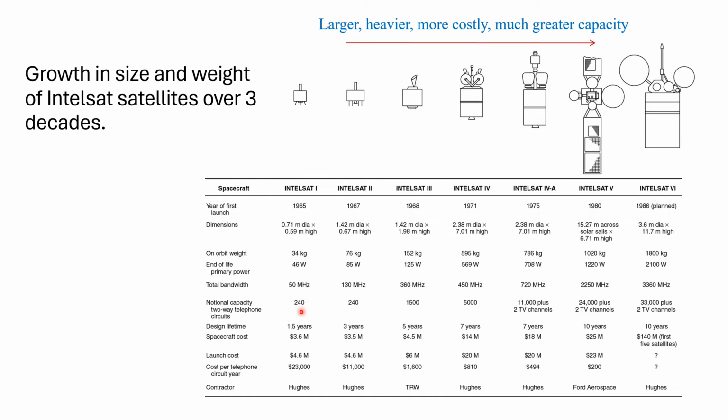For example, this one is handling only 240 telephone lines. This could handle 33,000 plus 2 TV channels. Or, of course, you can replace the telephone calls with TV channels. Design lifetime: they were short span, and now we are extending them. Remember that they need fuel for maneuvering. Spacecraft cost is increasing.